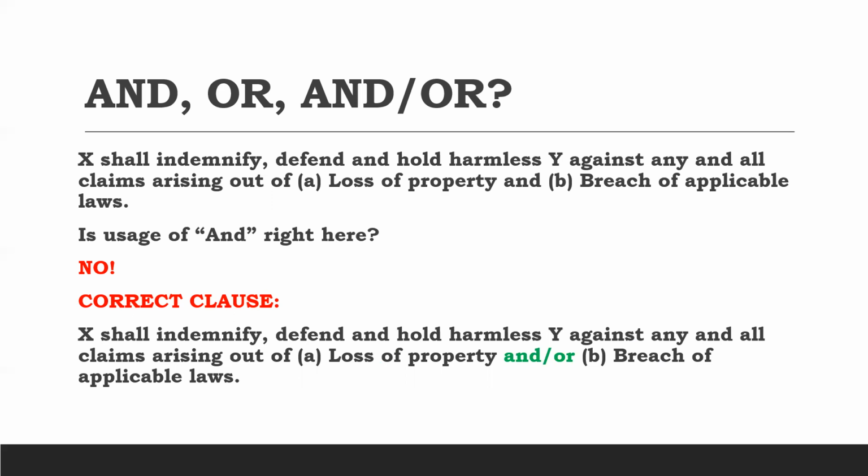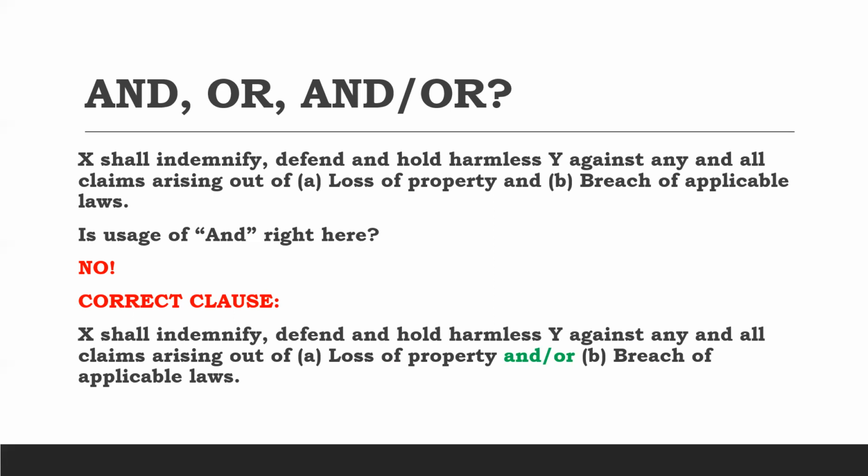But the problem that arises here is that it's a cumulative wording. So what's going to happen is that, for example, X has to indemnify Y for loss of property. Now, Y is going to say that claims arising out of loss of property and breach of applicable laws. So therefore, it becomes two claims as a cumulative claim and not as an either or option. If the wording or was used here, it would mean that either he'll indemnify for loss of property or he'll indemnify for breach of applicable laws. So therefore, an and/or makes the most sense here.